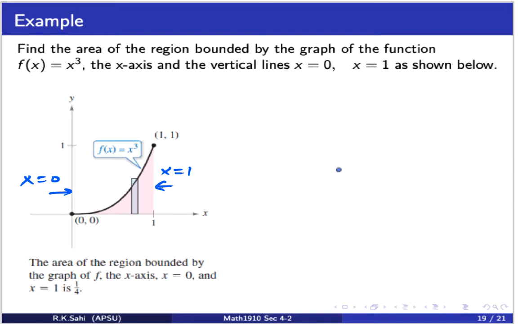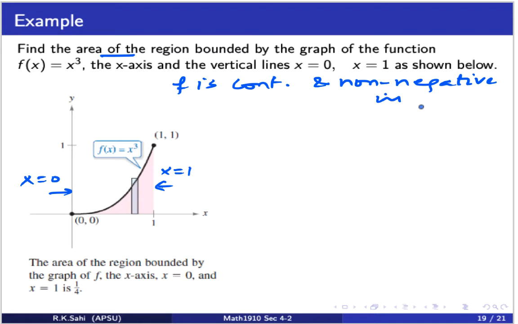If you remember the formula, we can only apply it to find the area of the region if my function is continuous and non-negative in the interval we are looking at, so in the interval 0 to 1. Now remember, this is a and this is b. If my function is continuous and non-negative in this interval, this is how we apply the area limit process.